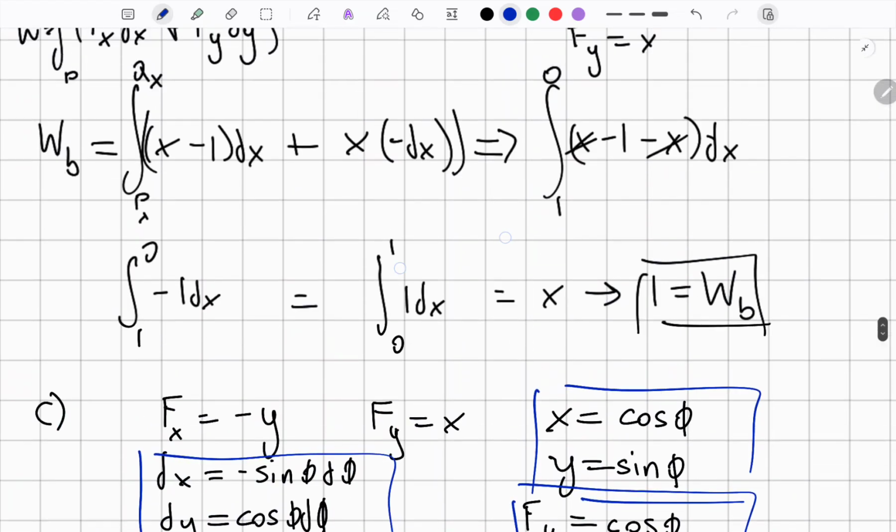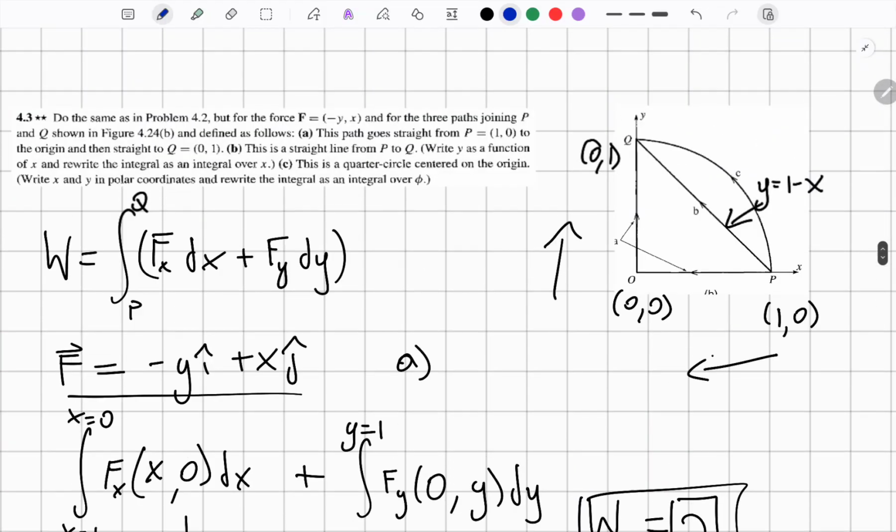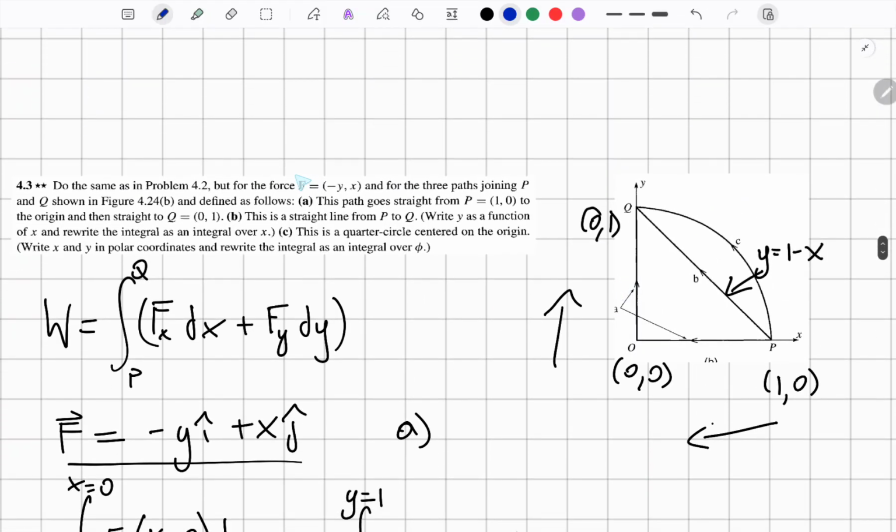You can see that this work is path dependent, meaning that this force, F equals negative y i plus x j, is not a conservative force.